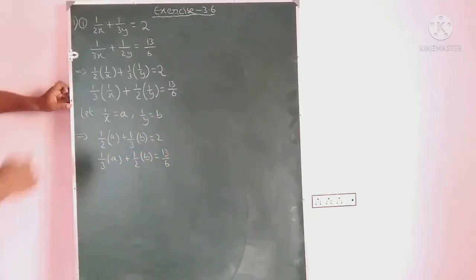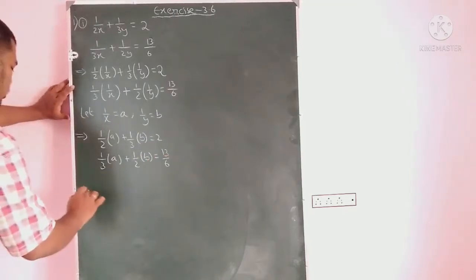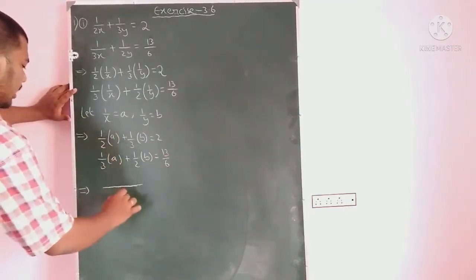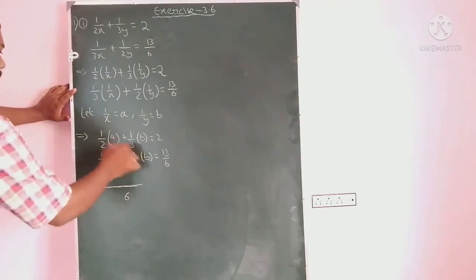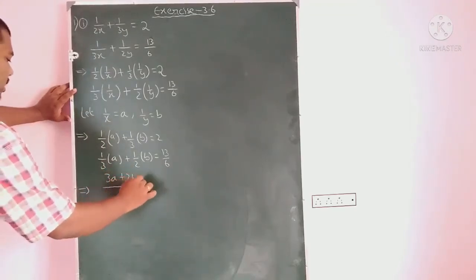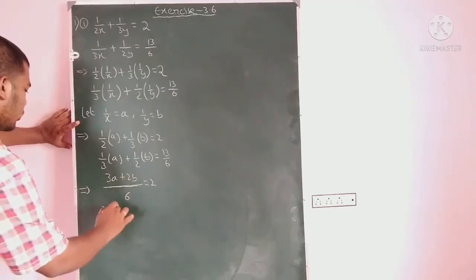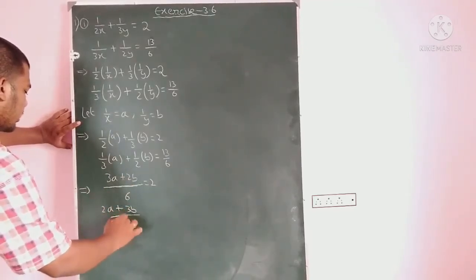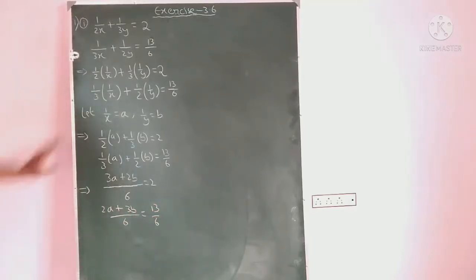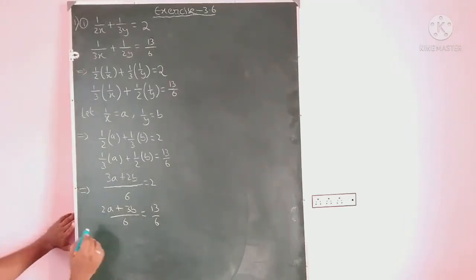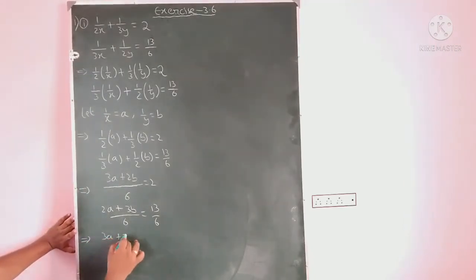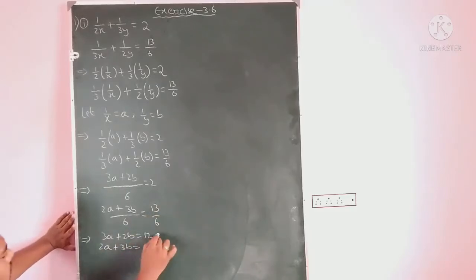So if you take the LCM of 3 and 2, the LCM is 6, and this one becomes 3a plus 2b is equal to 2. The other becomes 2a plus 3b by 6 is equal to 13 by 6. So now the above equations we can write as 3a plus 2b is equal to 12, and 2a plus 3b is equal to 13. Why? Because 13 by 6 into 6, the 6 will get cancelled. Let these be equation 1 and equation 2.